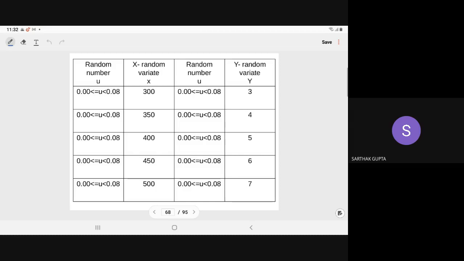Now, this we have done, right? We have written the ranges there, and here we have the scheme.